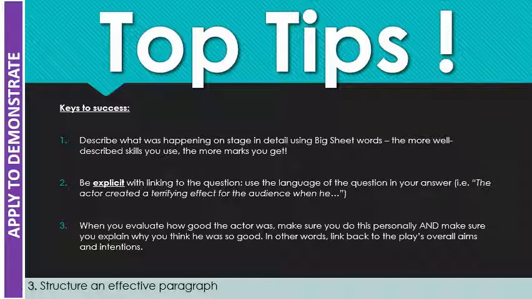Okay. Number two, be explicit with linking to the question. Use the language of the question in your answer. So, for example, the actor created a terrifying effect for the audience when he... Okay, be really clear. Number three, when you evaluate how good the actor was, make sure you do it personally and make sure you explain why you think he was so good. In other words, link back to the play's overall aims and intentions.